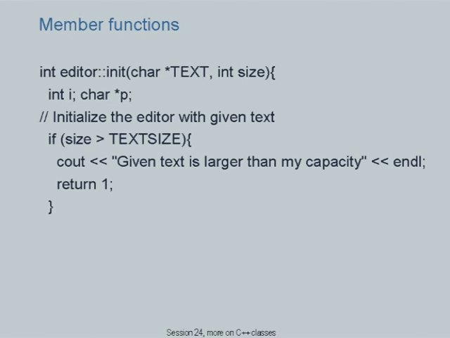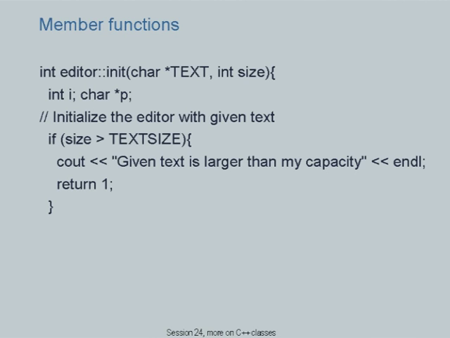Now the member functions. So int editor::init. Again, remember the way in which the member functions are to be written. You have to write the type of the value that is returned by the function. You have to write the class name followed by two colons, indicating that this function init is a member of the class editor. Because init could be the name of any function, either in your own program or a part of some other class. So you always have to distinguish by that. And then you have char *text, int size.